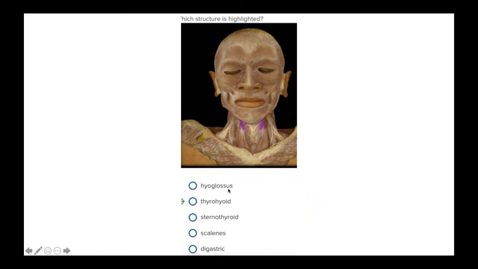Okay, so here is the thyrohyoid. Thyrohyoid. It's not the sternothyroid. We don't see anything attaching to the sternum. We don't see the scalenes. That would be over here. We don't see the digastric. That's the loop. We don't see the loop. And hypoglossus we didn't even mention before.